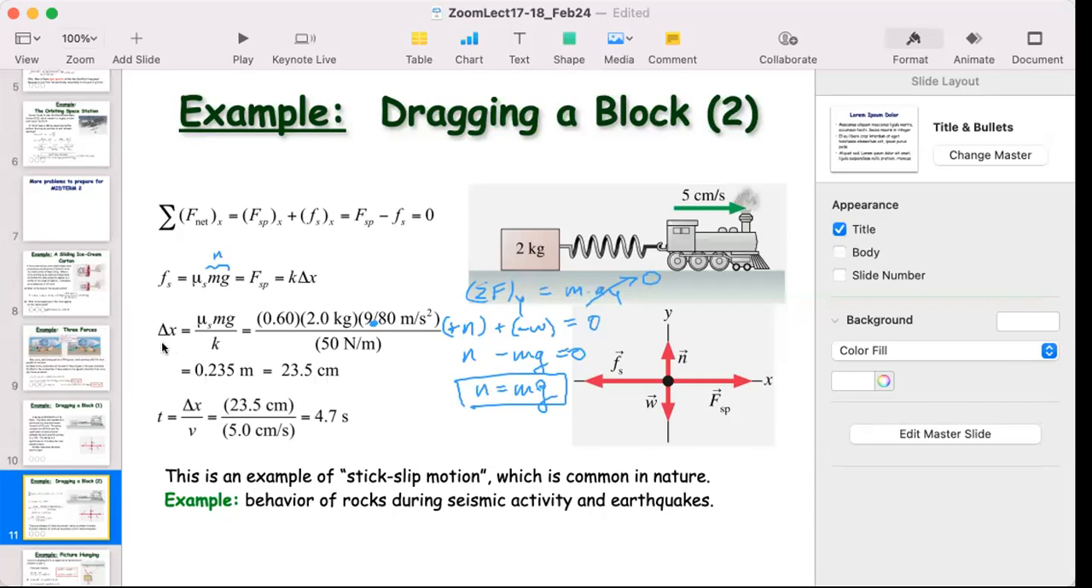Was it asking for delta X? No, it was asking for the time that it takes. And so it is delta X divided by the velocity. So here you have 23.5 centimeters divided by the velocity, that is 5 centimeters per second, which comes out to 4.7 seconds.